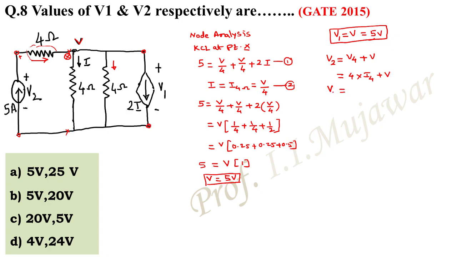If I substitute the values, 4 into the current flowing through this 4 ohm, which is 5 ampere, whereas we have calculated the value of V as 5. So this value comes out to be 20 plus 5, that is equal to 25 volt. So your V2 is nothing but 25 volt. That means V1 is 5 and V2 is 25, so option A is correct.